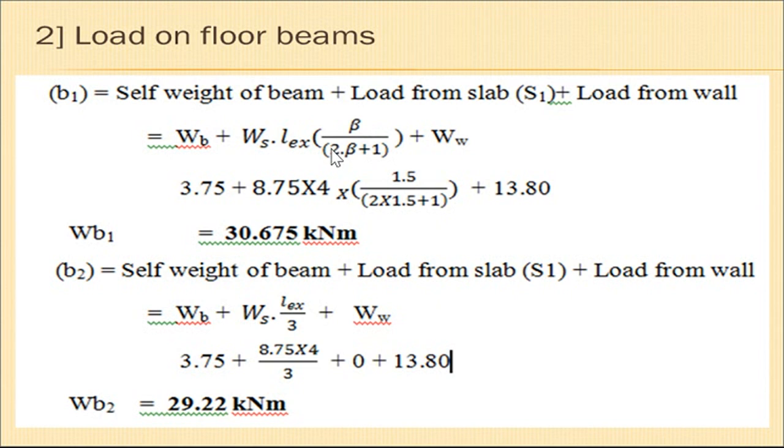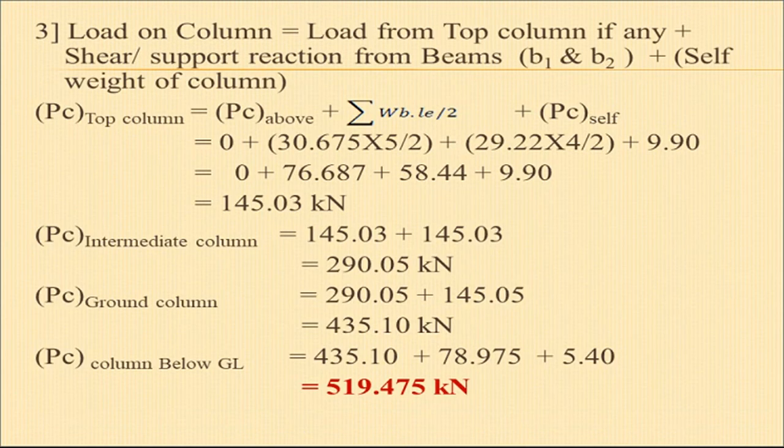So 1.5 divided by 2 plus 1.5 plus 1, bracket complete, and then load from the wall. We are getting WB1 equal to 30.675. Similarly, WB2 we get 29.22, and these are the two beams. Then load on the column.